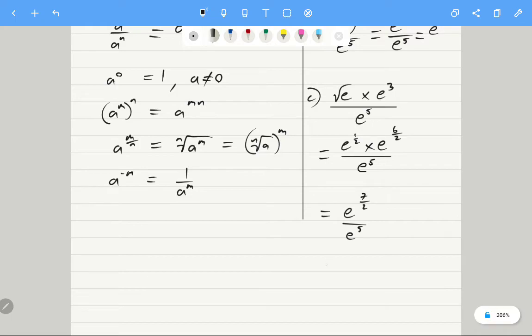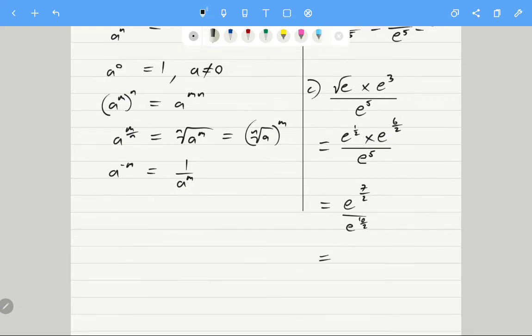Once again, we run into the same problem, but with subtraction here. 5 isn't written in halves, but 7 on 2 is in halves. So 5 is better written as 10 halves, and 7 halves minus 10 halves is equal to minus 3 halves. But that's not a very nice thing to look at. There's 2 issues with that. The first is the fraction, and the second is the negative.